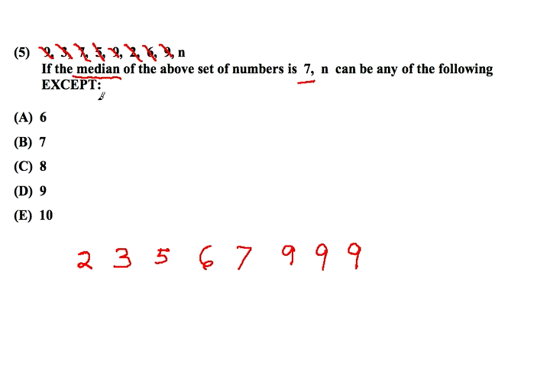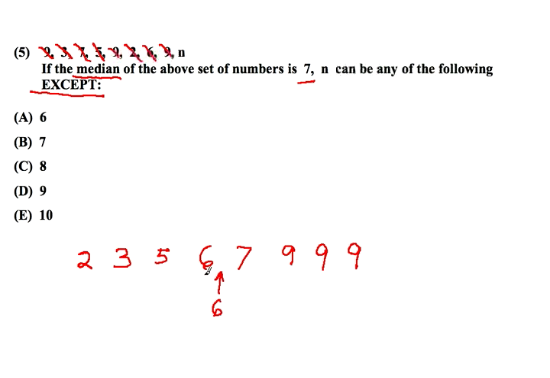And this is looking for an exception. So n can be any of the following except. So if you ask, will these still keep the median at 7, you're going to have 4 yeses and 1 no. Okay, so let's start with 6.